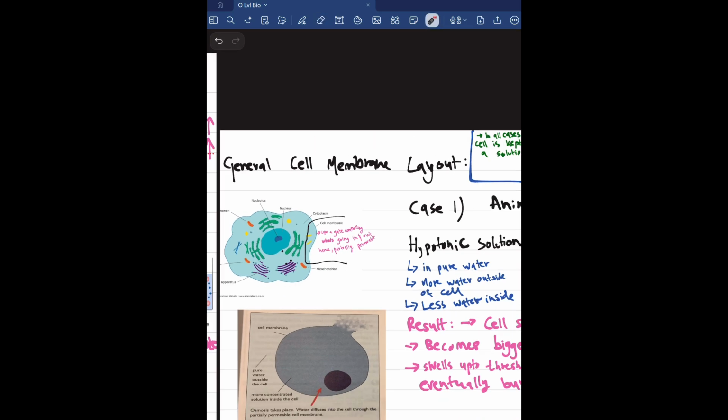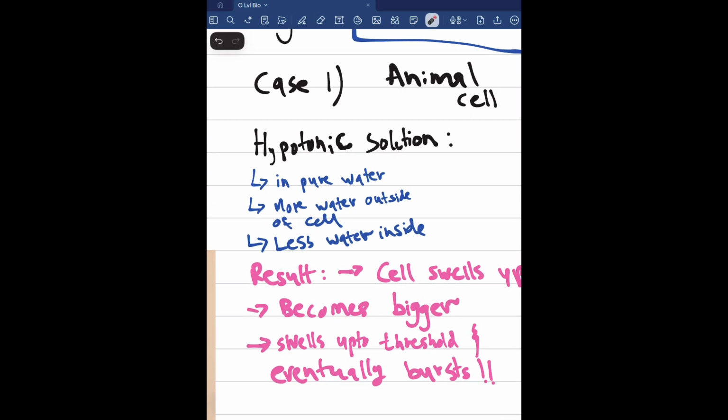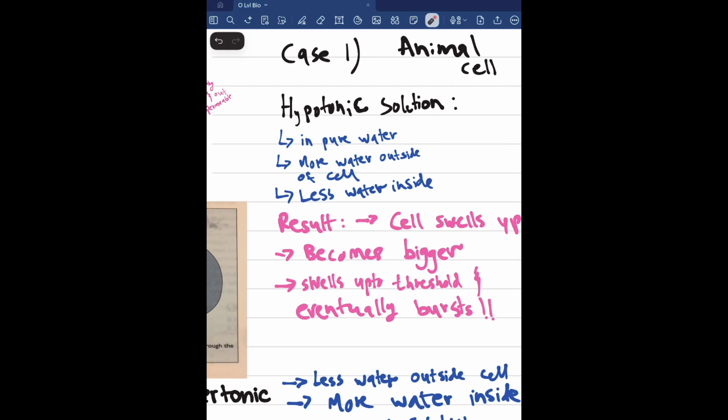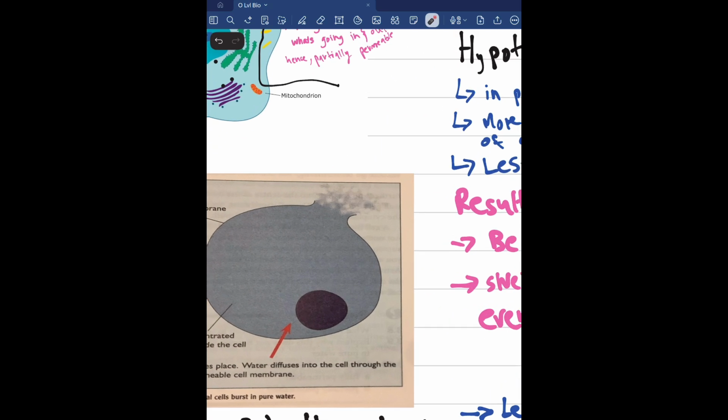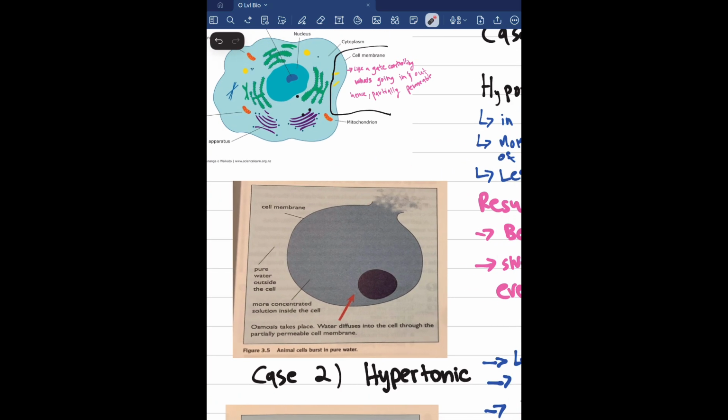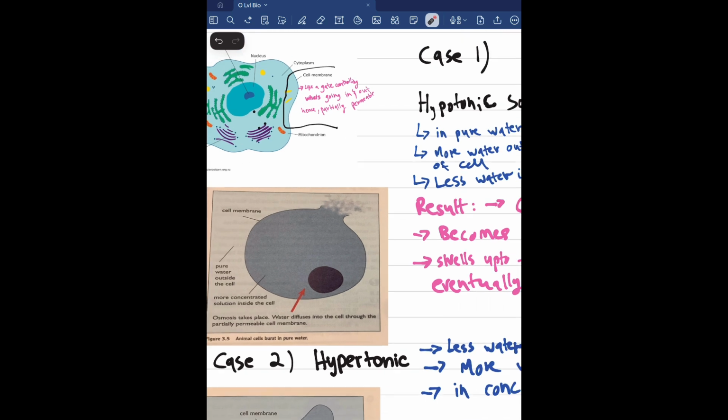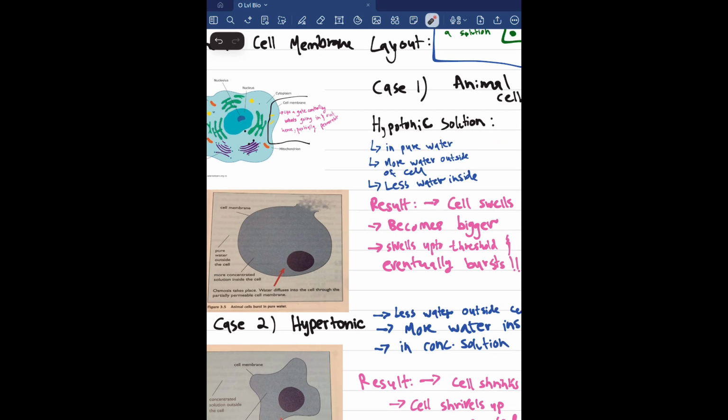So if we go ahead, if we have a hypotonic solution, we have established that in pure water there's more water outside the cell and less water inside. So what is the result? The result is that the cell swells up, it becomes bigger, it swells up to its threshold. It stretches up to the point that it can stretch, then it eventually bursts, just like here. This is a cell, this is its cell membrane, there was pure water, more water outside, osmosis happened, water came in from outside, and it swelled up and eventually burst. This is the basic case of a hypotonic solution in an animal cell.